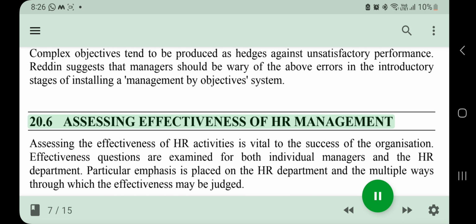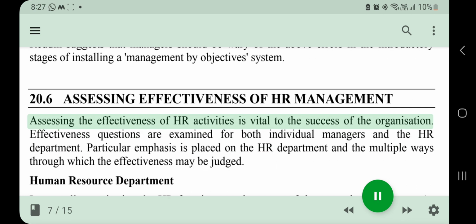20.6 Assessing effectiveness of HR management. Assessing the effectiveness of HR activities is vital to the success of the organization.